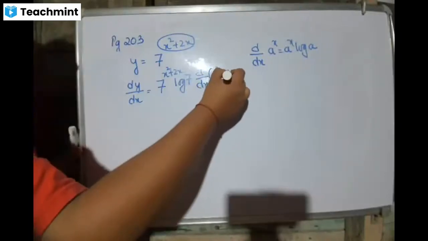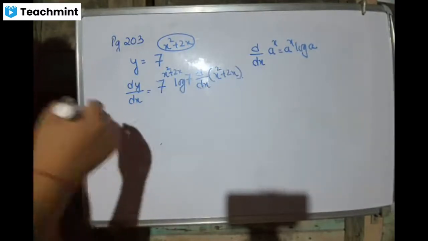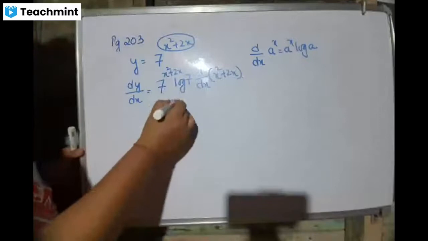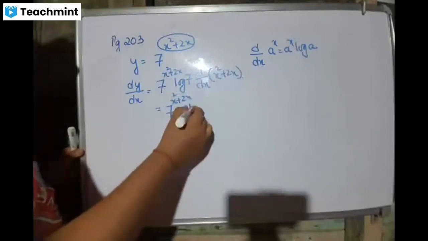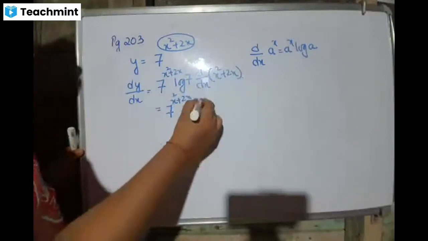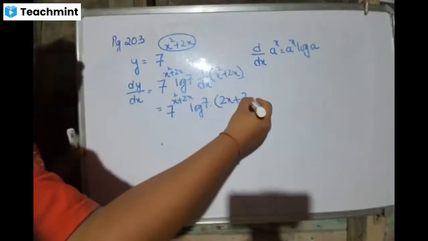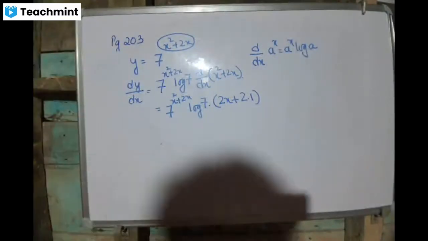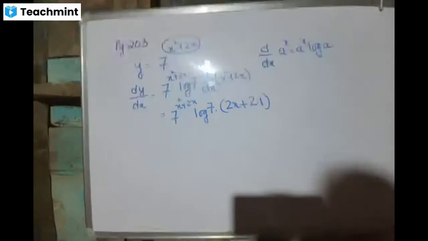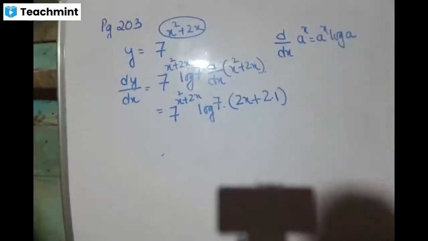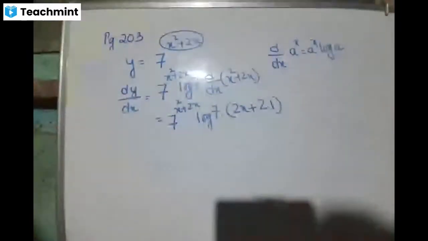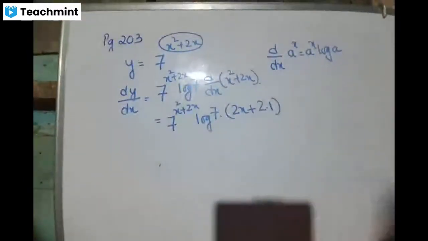I hope by now you're understanding what composite function basically means. It means that if the function cannot be differentiated by applying the formula directly, 2x plus 2, derivative of 7 to the power x square plus 2x. Okay, so just go through this.